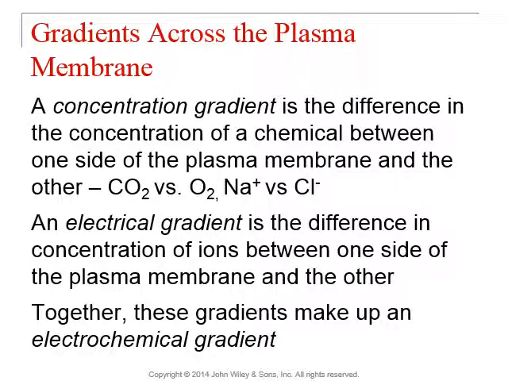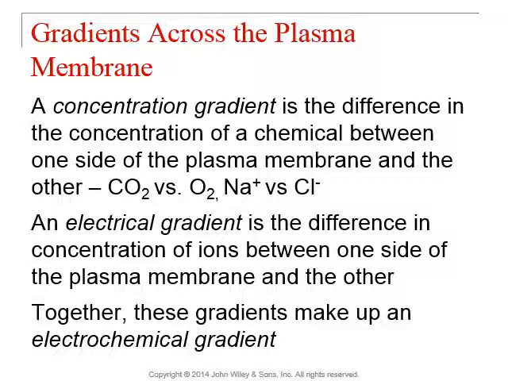The presence of the plasma membrane and also the selective permeability of the membrane allows us to have different types of gradients. So very simply, a concentration gradient is the difference in the concentration of one particular chemical, both in the intracellular fluid versus the extracellular fluid. So that could be either carbon dioxide versus oxygen, as you see here, or sodium versus chloride. It could be glucose in the blood coming into the cell, or concentrated in the cell going out into the blood.